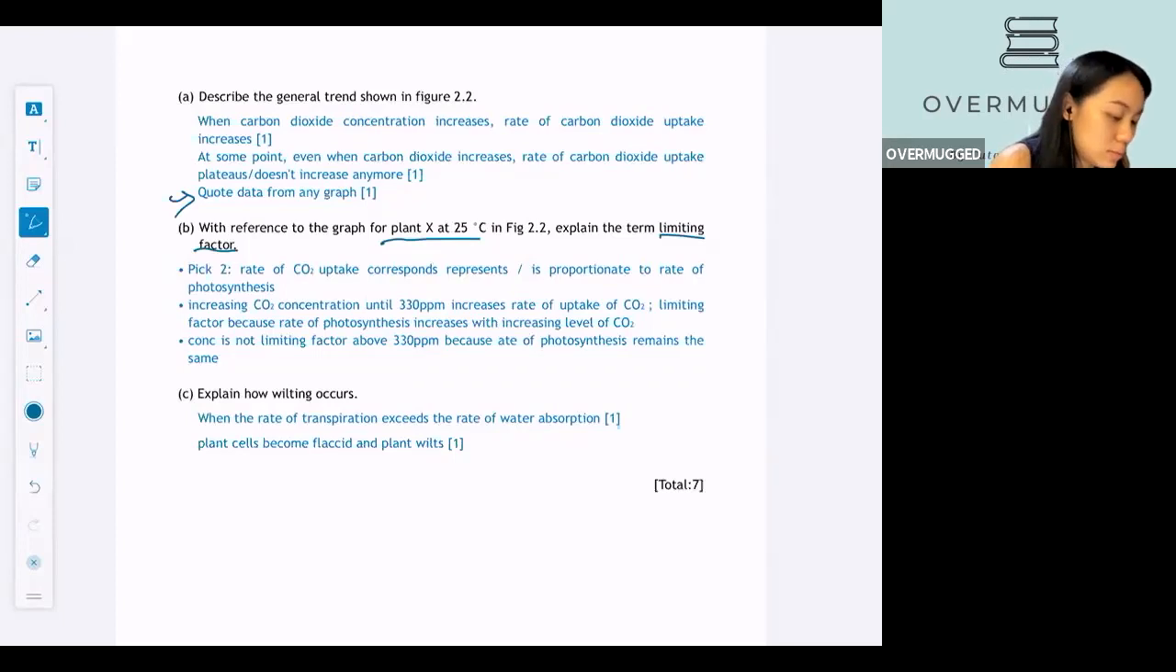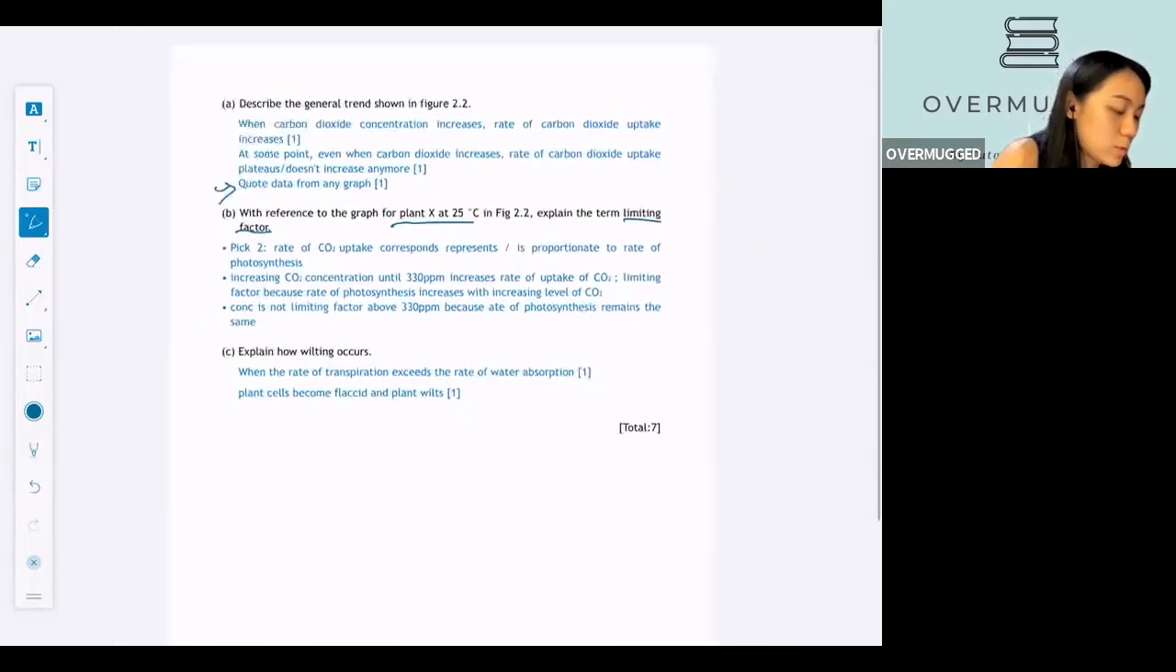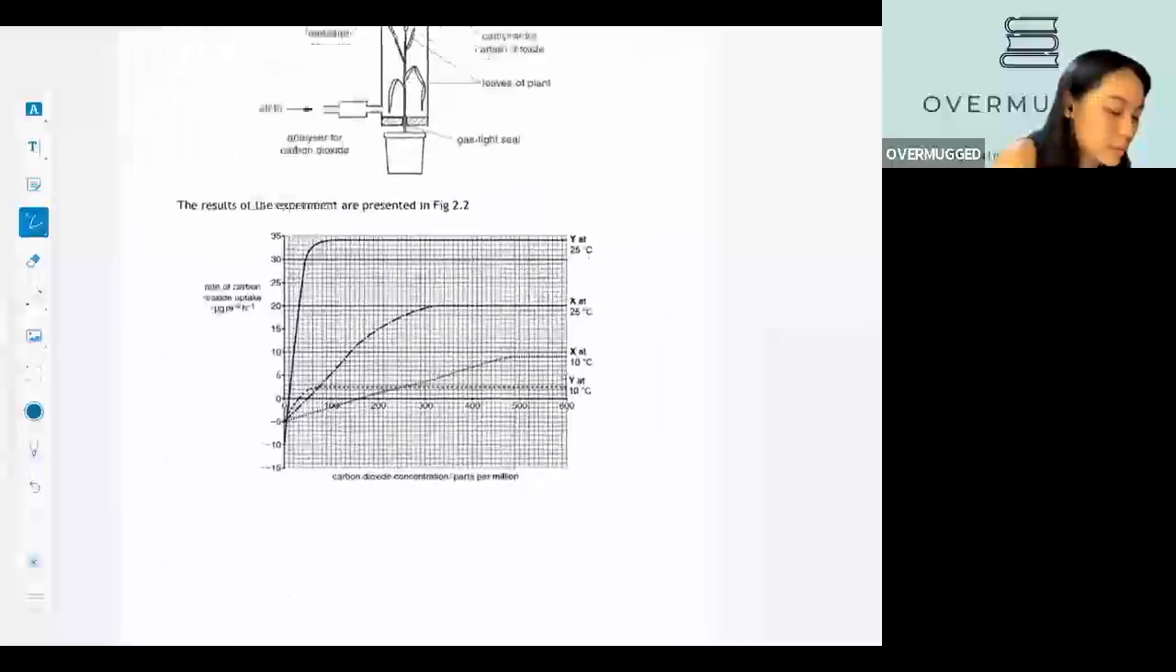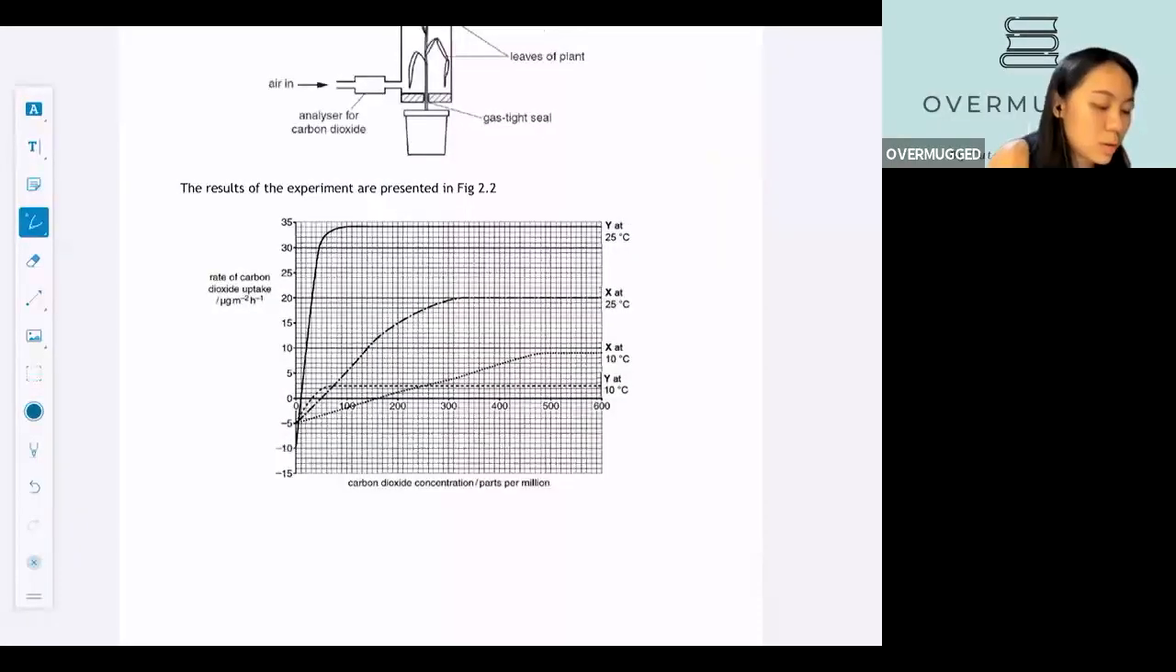So in this case, when you want to explain plant X at 25 degrees here, a limiting factor is basically a factor that, when it increases, the rate of reaction will increase. So at what point is carbon dioxide a limiting factor on this graph? It is here, because only when it increases, the rate will increase.